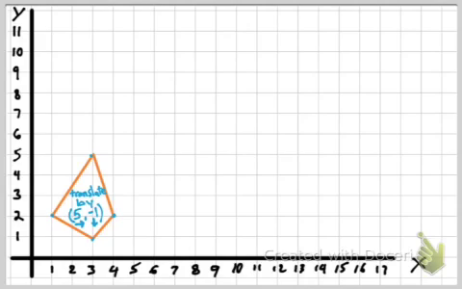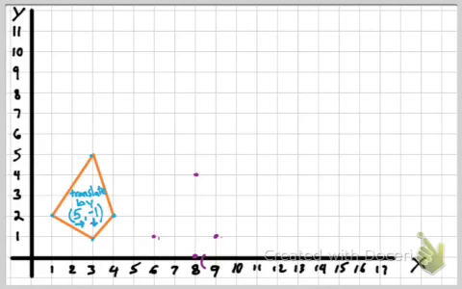So let's start with our top point. We'll move it to the right 5 units. 1, 2, 3, 4, 5. And then 1 unit down, and mark our first translated point. And we do the same thing for our next point and our final 2 points.